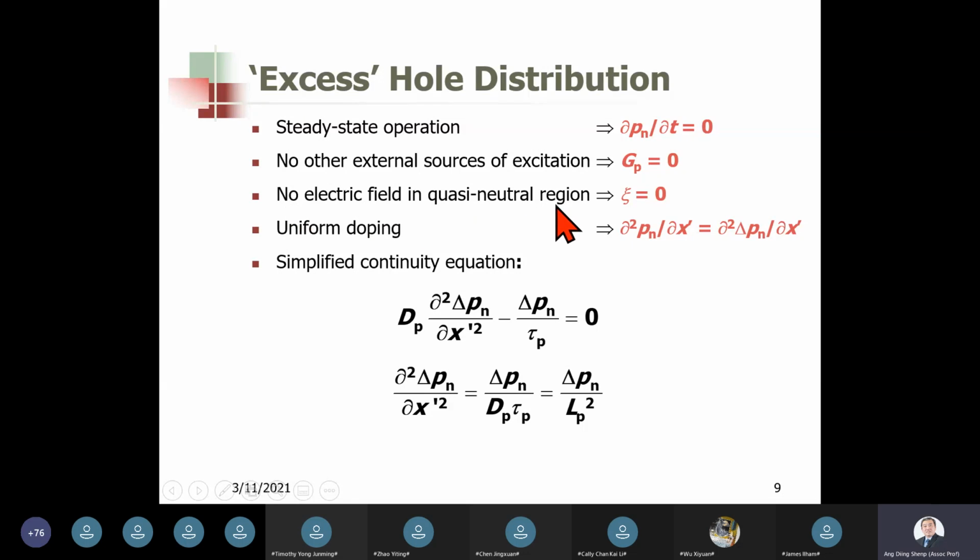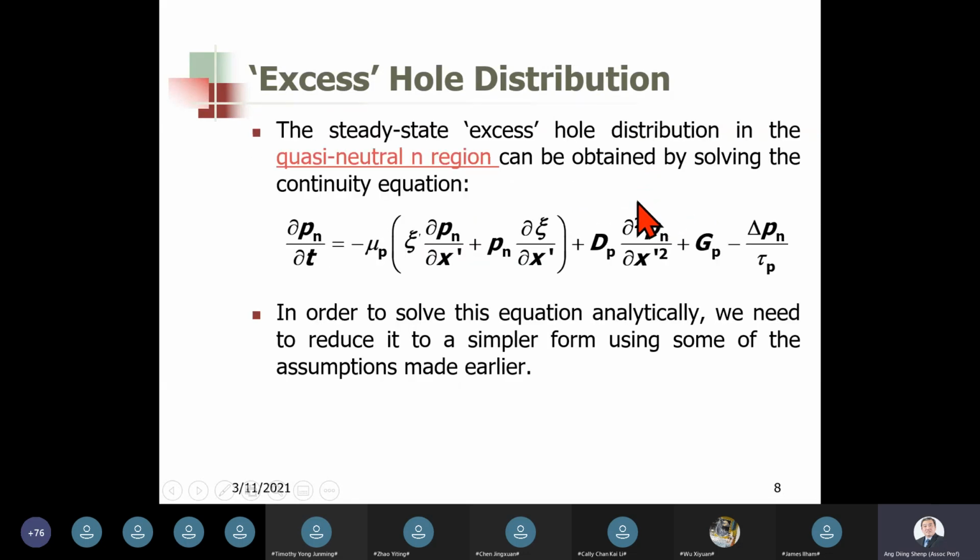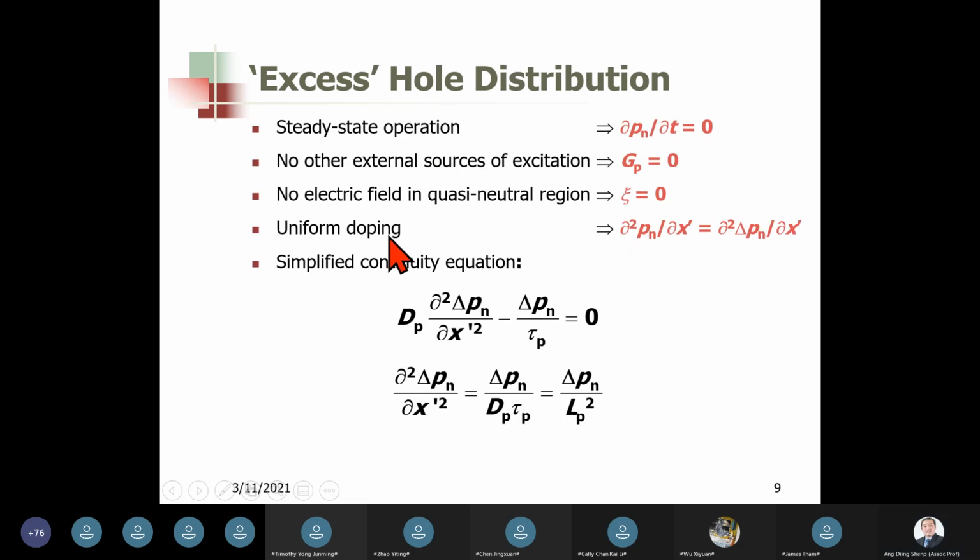No electric field in the quasi-neutral region, so electric field is 0, and that is very helpful because that will get rid of this entire first term here. If electric field is 0, this term is 0, this term is also 0. Okay. We assume uniform doping. Now this is important. If uniform doping applies, then the second order derivative in Pn with respect to x prime can also be written as the second order derivative of delta Pn with respect to x prime.